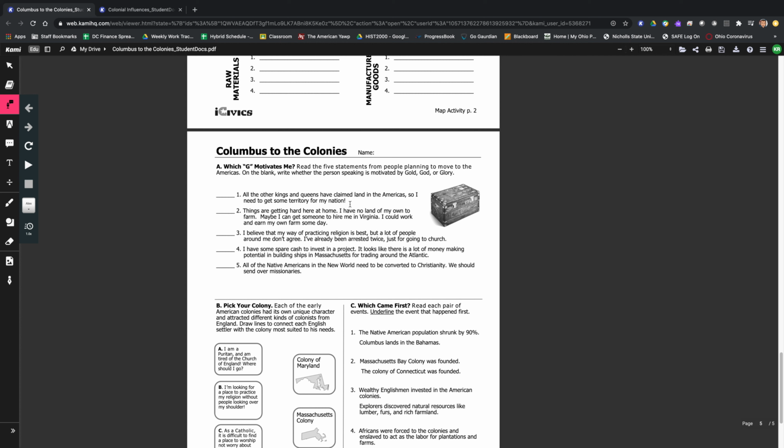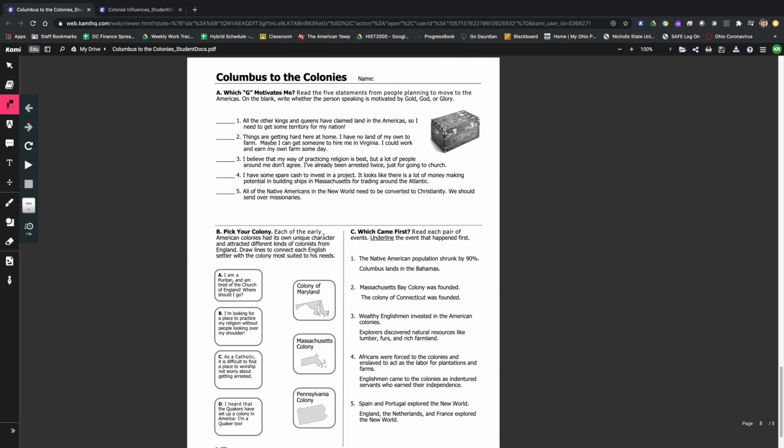Next, Columbus to the colonies. You're going to read about those 3 G's of exploration, gold, God, and glory. Which G motivates me? Read the 5 statements from people planning to move to the Americas. On the blank, write whether the person speaking is motivated by gold, by God, or by glory. And you'll write your answer right here.